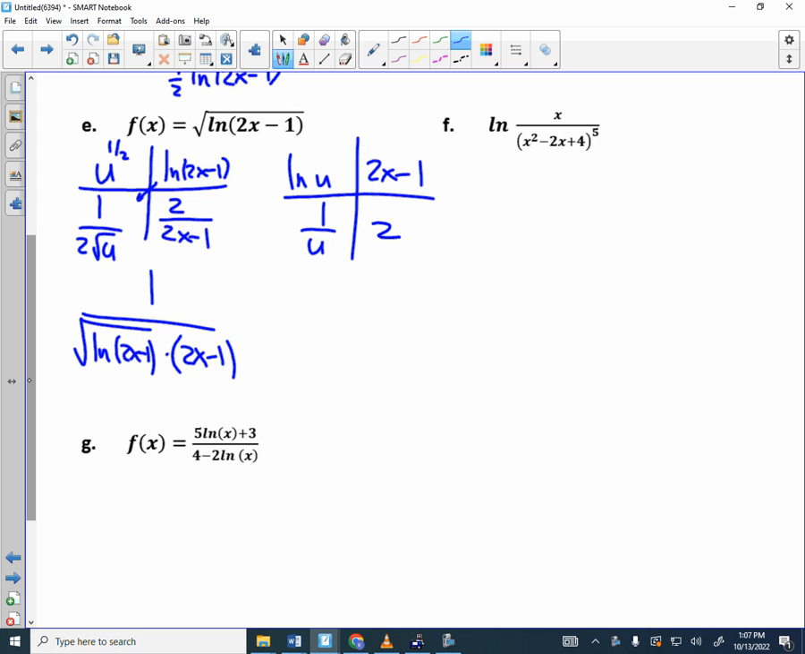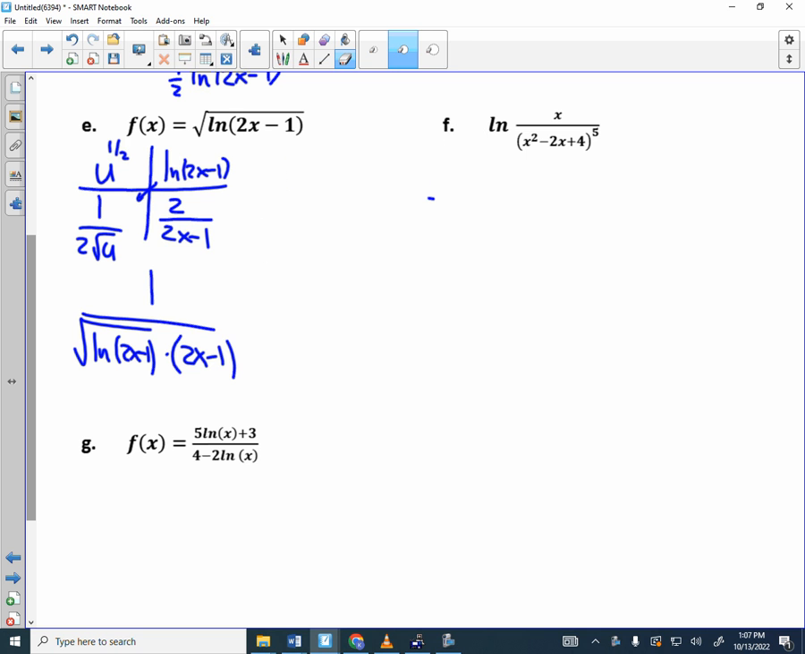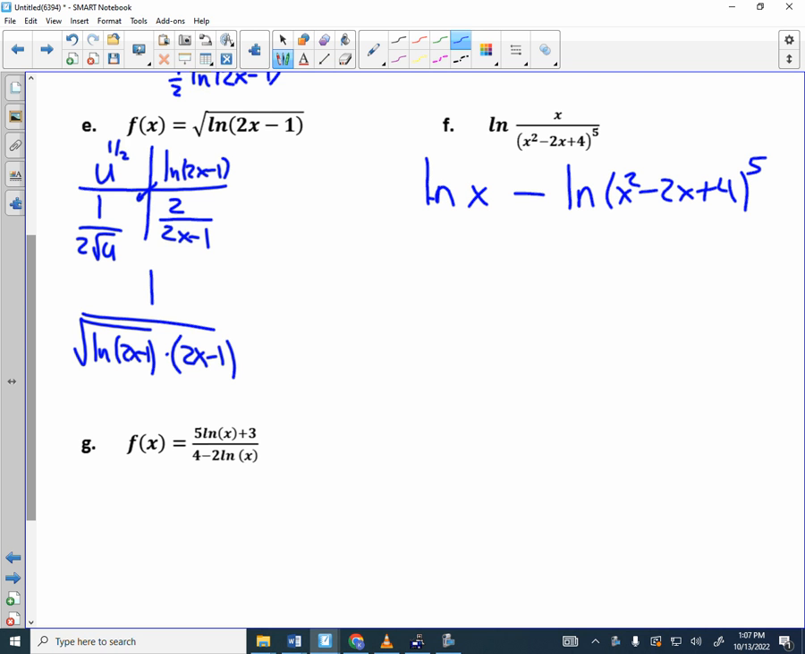Two more. This one is more familiar to you. I want to save time. I don't want to use the quotient rule. I will not use the quotient rule. Somebody tell me, how can I avoid using the quotient rule? Natural log of... minus... great. Now I've avoided the dividing thing. I don't like that. So now what are you going to do?